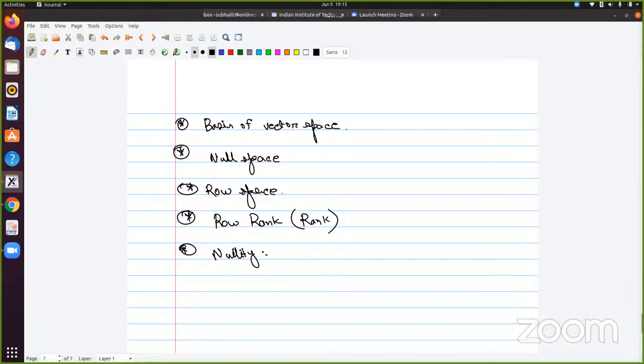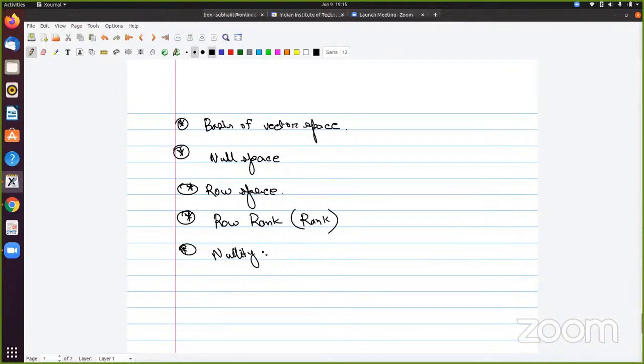Sir, basis is the minimum spanning set which spans the whole of the vector space. Exactly. Or in terms of linear independence, the maximum linearly independent set. Exactly. Or minimum spanning set. Minimal spanning set or maximal linearly independent set. Okay. Fine.